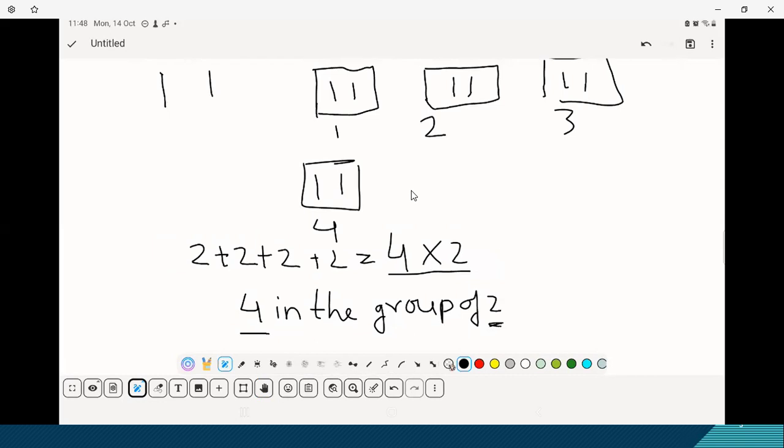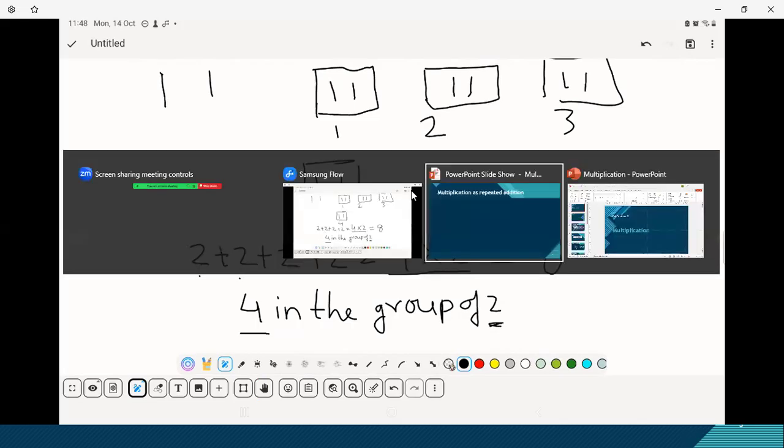So that will be the addition of 2, 4 times. So 2 plus 2 is 4, 4 plus 2 is 6, and 6 plus 2 is 8. So we get 8. So we will read it as 4 multiplied by 2 is 8. I hope there is a clear understanding. So we'll move to the slide.